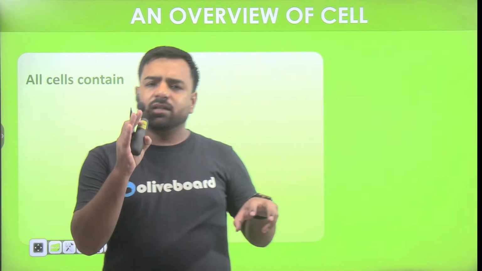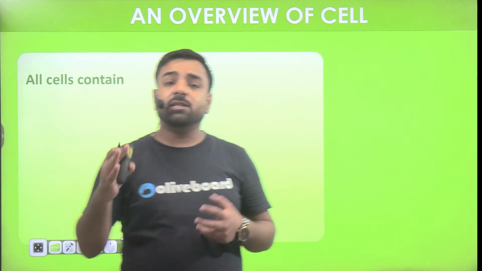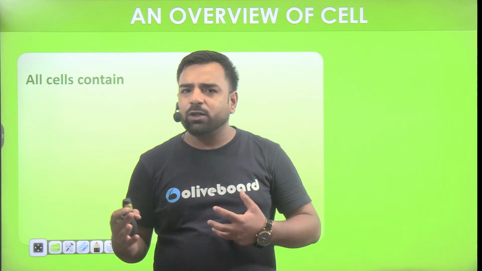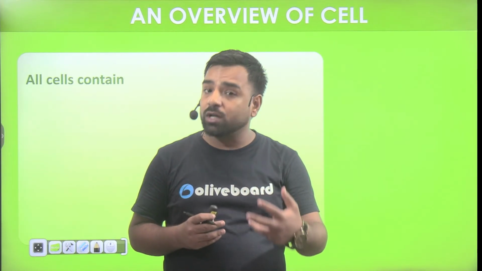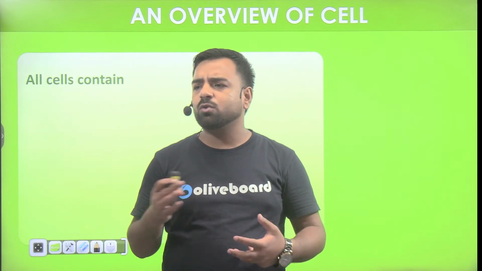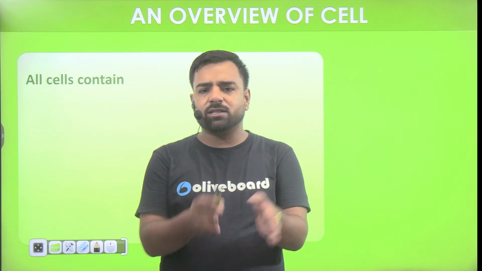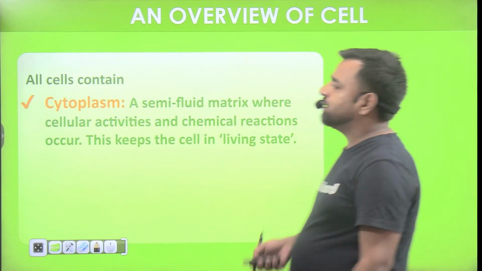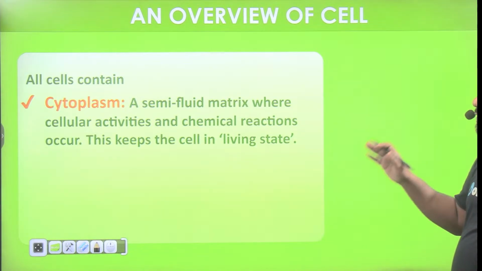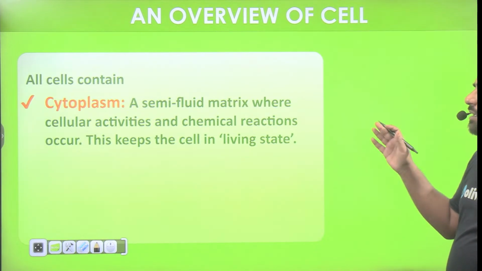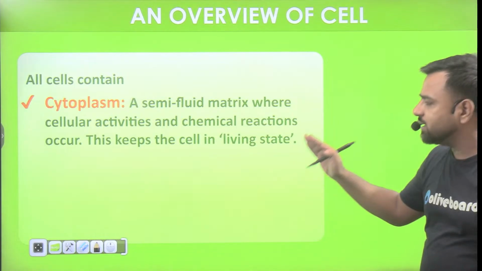Now there are certain cell organelles which are the part of the cell. It includes mitochondria, Golgi apparatus, lysosomes, chloroplast. All those things are present in a fluid that's known as cytoplasm. So first of all, we'll discuss that only. Cytoplasm is a semi-fluid matrix where cellular activities and chemical reactions occur. And yes, this keeps the cell in the living state.